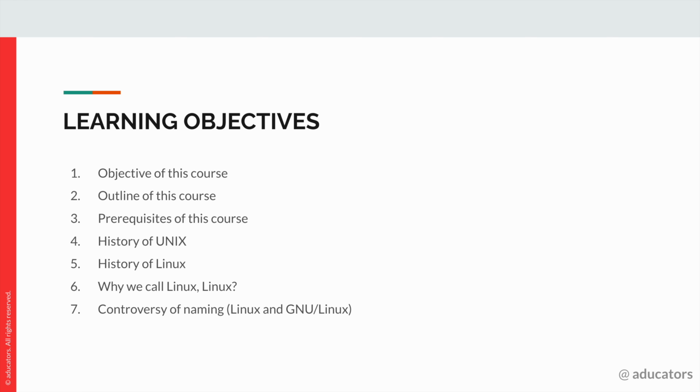Let's first find out the learning objectives of this video. First, we will discuss the objective of this course, the outline of this course, and then the prerequisites for this course. After that, we will learn some history of the Unix operating system and then the history of the Linux operating system. And then we will learn why we call it Linux and some controversy over naming it Linux and GNU/Linux.